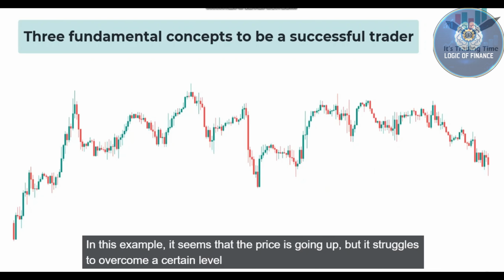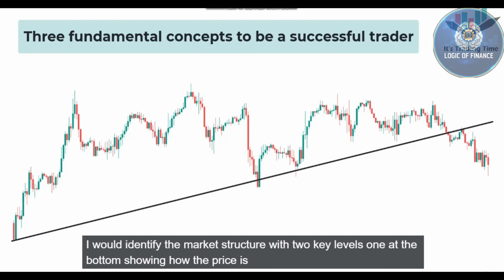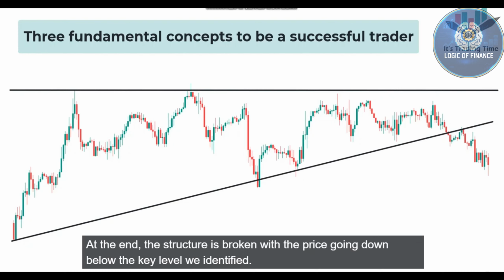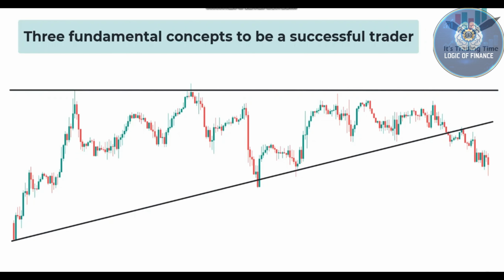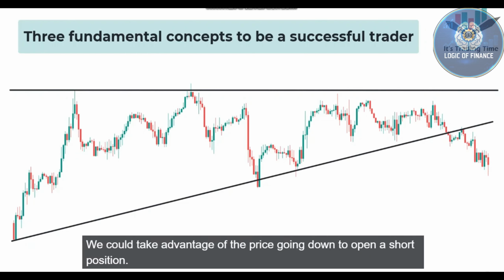In this example, it seems that the price is going up, but it struggles to overcome a certain level at the top. I would identify the market structure with two key levels, one at the bottom showing how the price is increasing, and one at the top showing how the price struggles to break through this sort of ceiling. At the end, the structure is broken with the price going down below the key level we identified. So how to take advantage of this? We could open long positions at the bottom of the market structure and short positions at the top of it. After the breakout, we could take advantage of the price going down to open a short position.